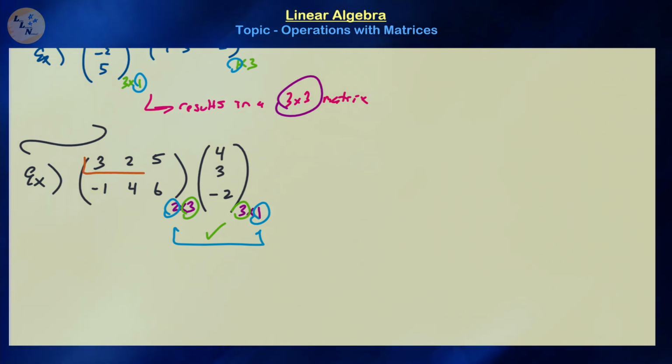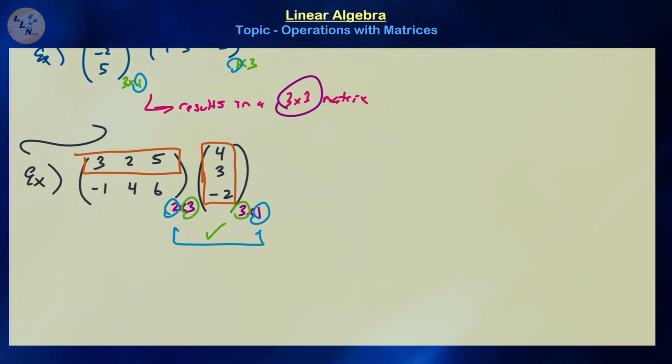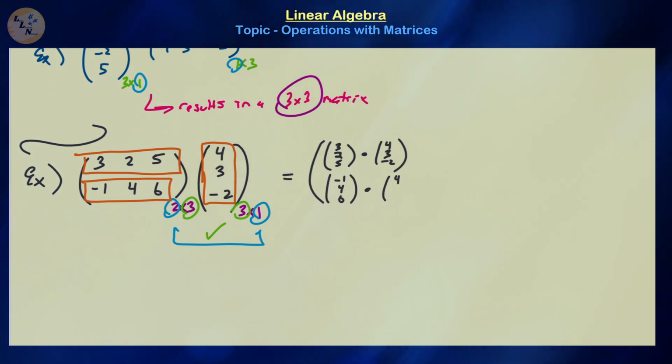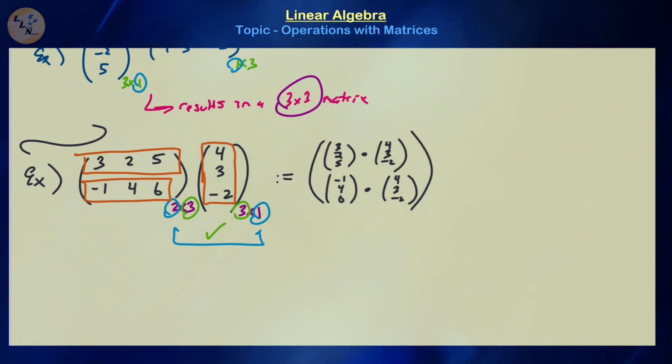If this were just one row and one column, I would just do the dot product between that vector and that second vector. But now I have two rows and a vector. So the natural thing you may think this is going to be equal to is the dot product of (3, 2, 5) with (4, 3, -2), and the dot product of (-1, 4, 6) with (4, 3, -2). That would be the natural way you would define that.